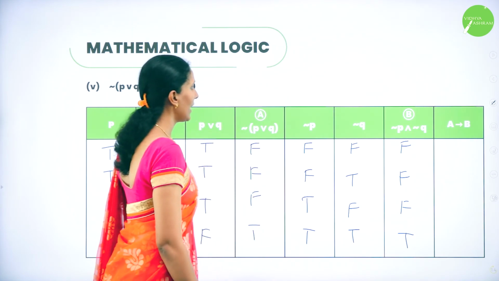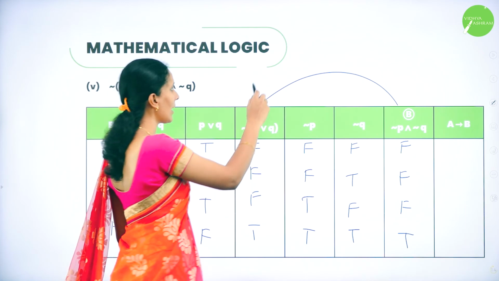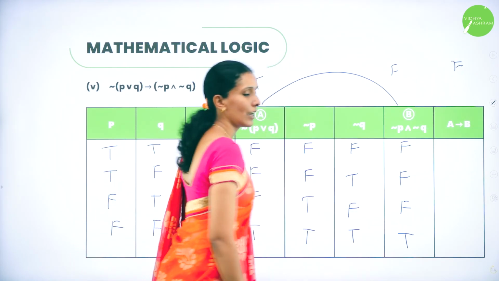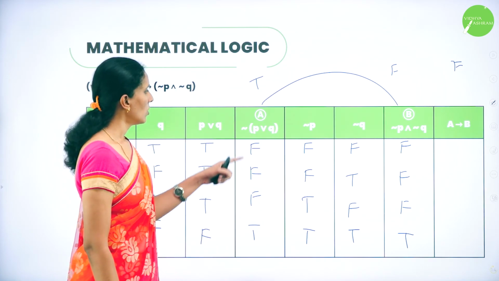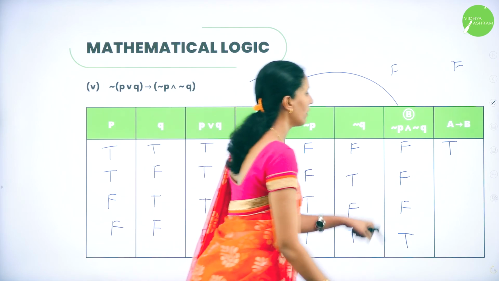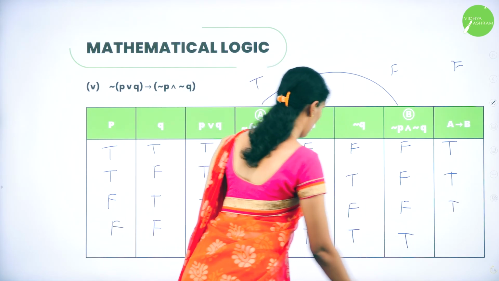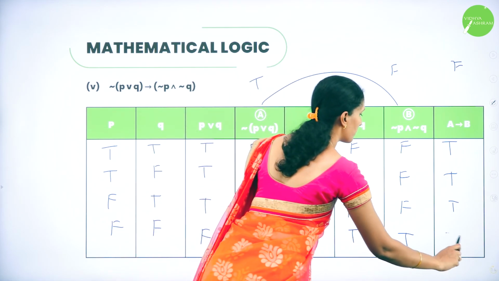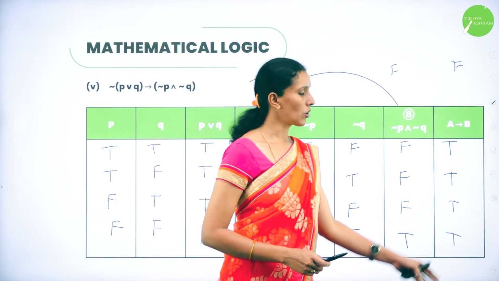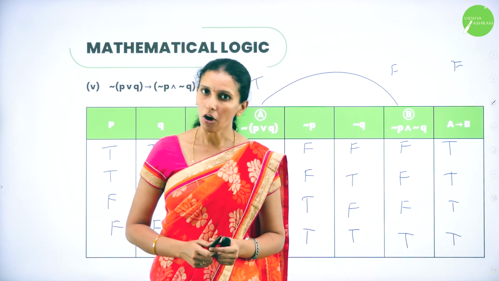Now, let's take the implication of these two. So what is the implication? Here I need true, here I need false, then only it is false. In all the other cases, it is true. So for the first one, it is true. And for the second one, it is true. For the third one, it is true. For the fourth one, it is true. So we have got all the values of the last column as true. So therefore, the given proposition is a tautology.